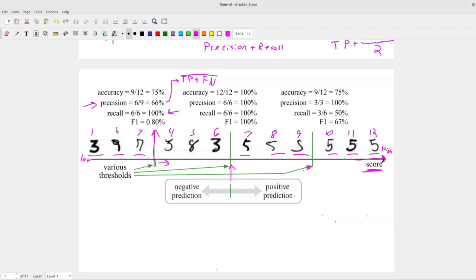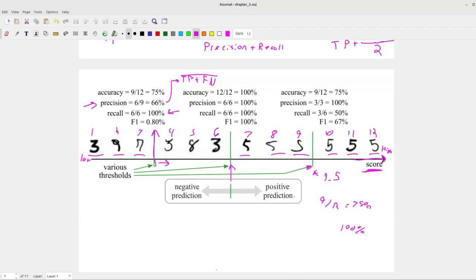So they tune their threshold all the way up, right? So here your threshold is going to be 9.5, and then you're going to have an accuracy of 9 over 12, which is 75%, which isn't too bad. A precision of 100%, right?